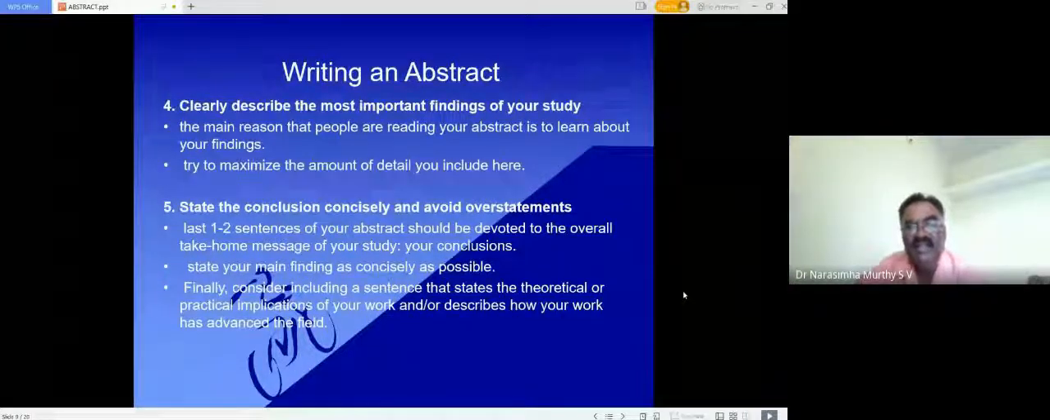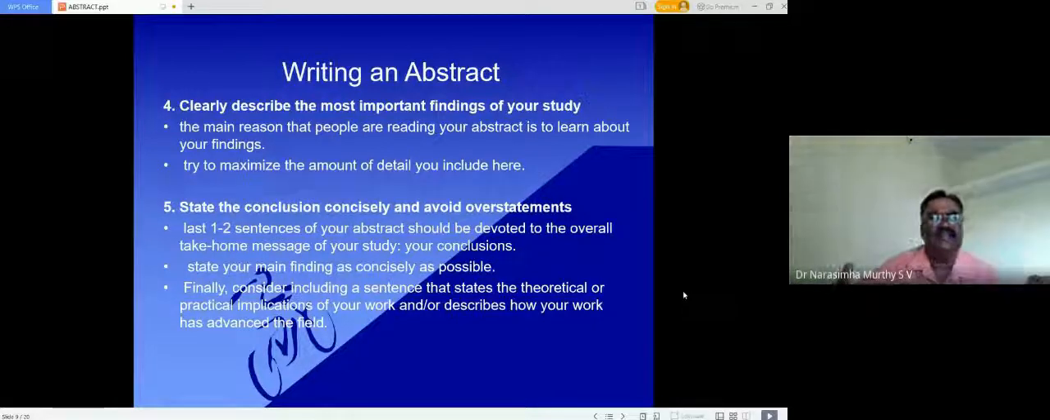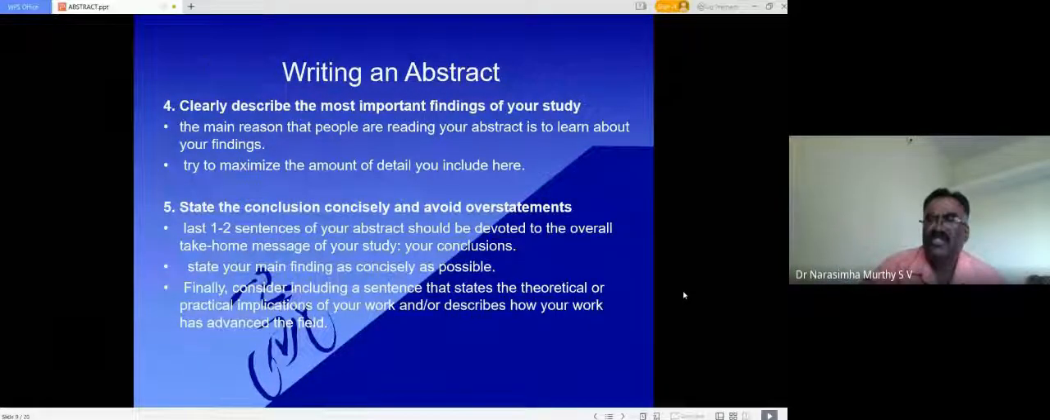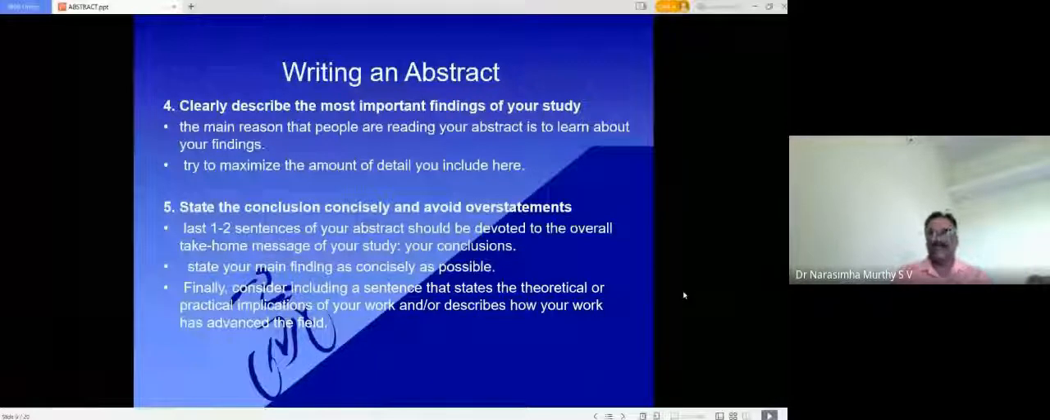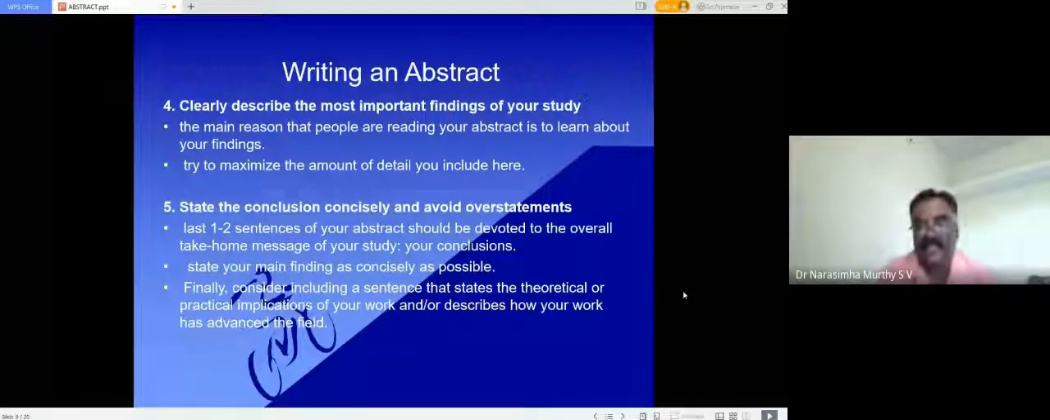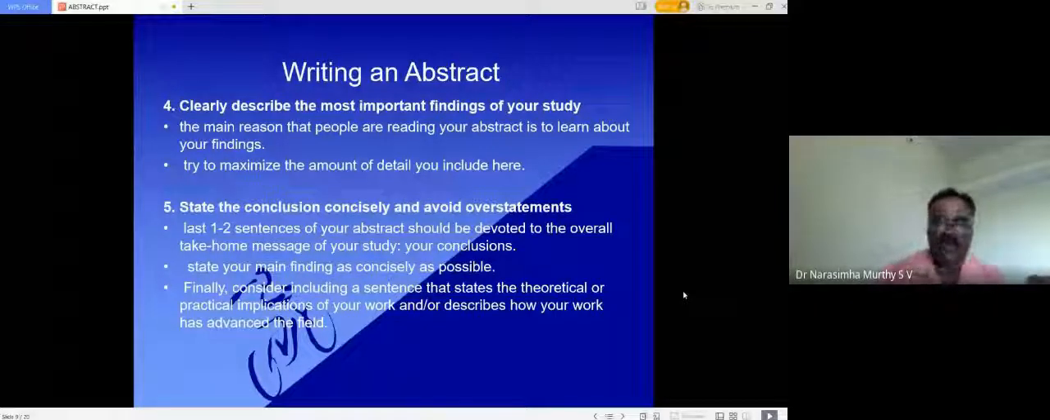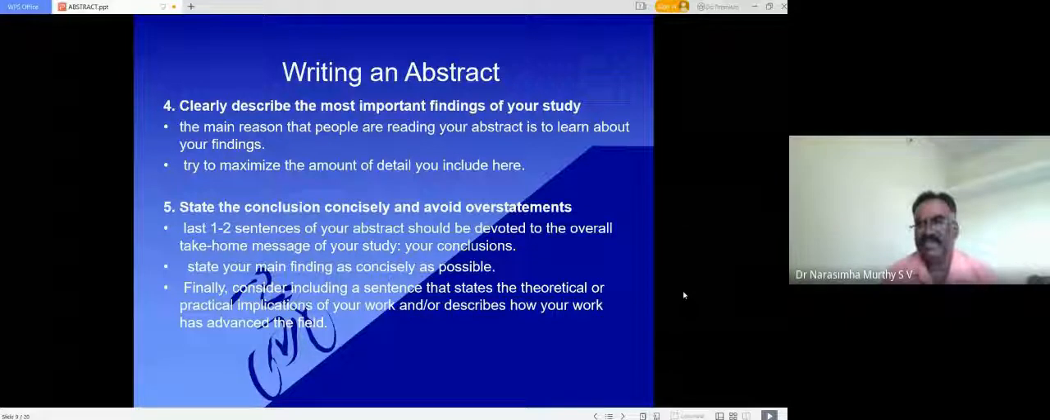And finally, your conclusion should be concise and avoid overstatements. This is one of the most dangerous things that I have seen in some of our students. When they write an abstract or a paper, they take things so casually, or they get carried away with using a lot of adjectives, and they're very fond of using adjectives. You should take care, especially when you're generalizing things and coming to conclusions. You should be very stringent in using your adjectives.